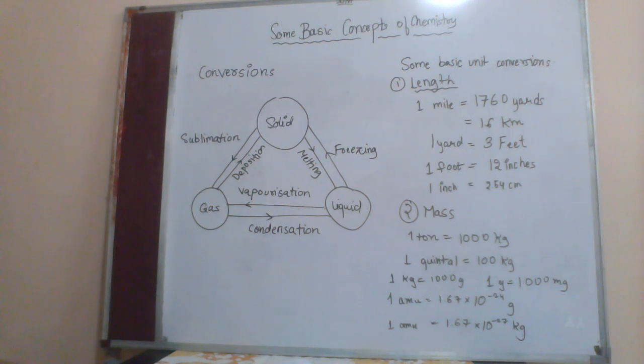Similarly, if I want to write in kg, I will divide it by 1000, that is 10 to the power minus 3. So 1 atomic mass unit can also be written in the form of 1.67 into 10 to the power minus 27 kg.